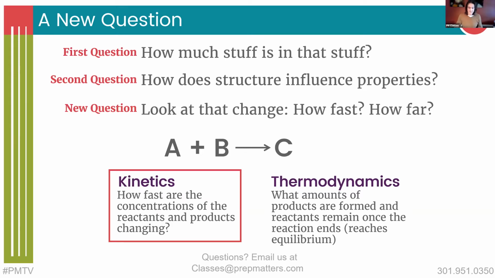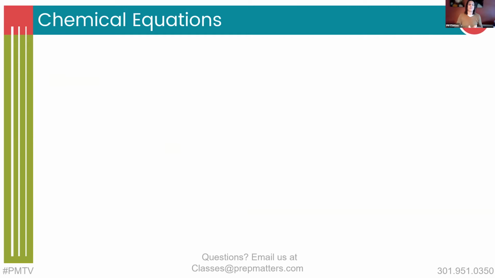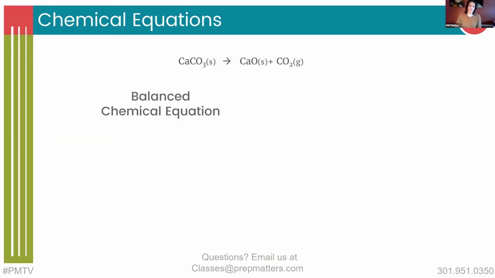But before we start with kinetics, we want to start a little bit more basic than that with chemical equations. I've been taking a lot for granted over the last 3 weeks, but let me talk a little more formally about chemical equations. Here's a chemical equation: calcium carbonate goes to calcium oxide plus carbon dioxide. Great. That also happens to be a balanced chemical equation.